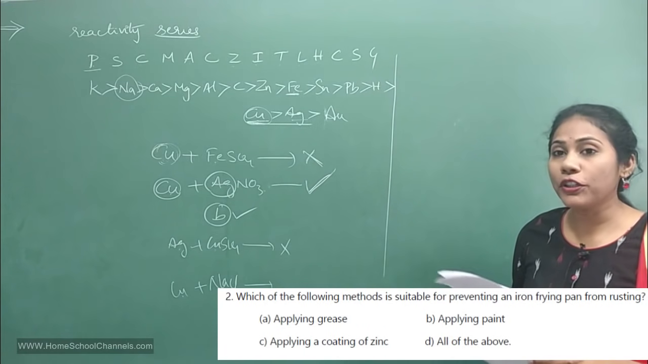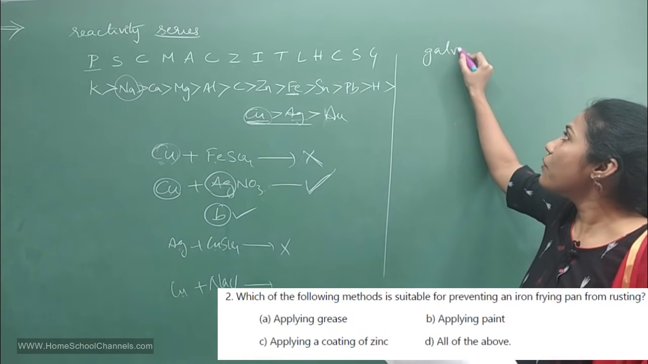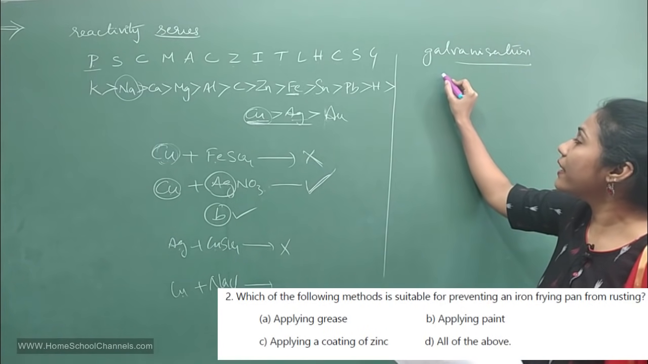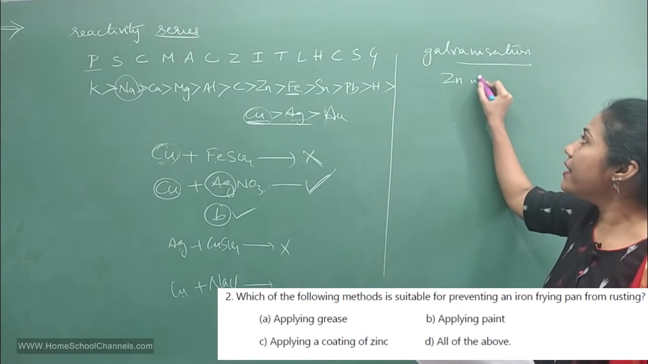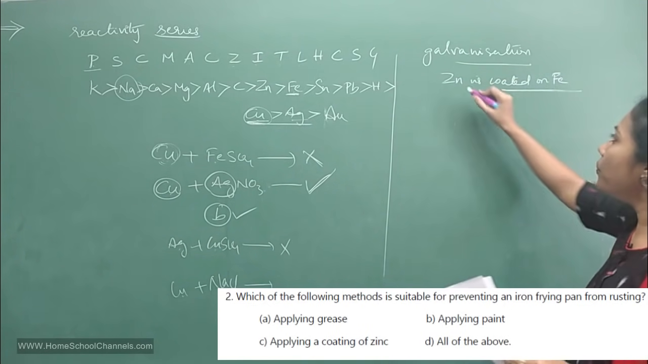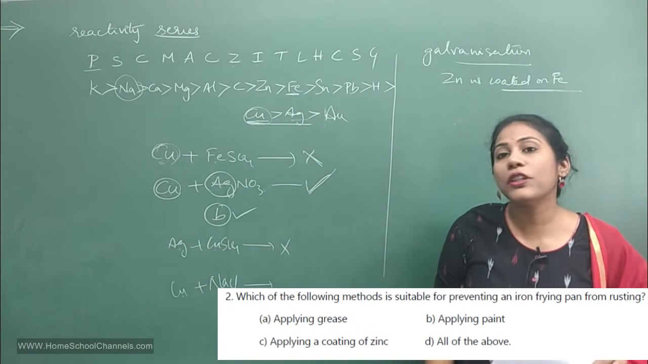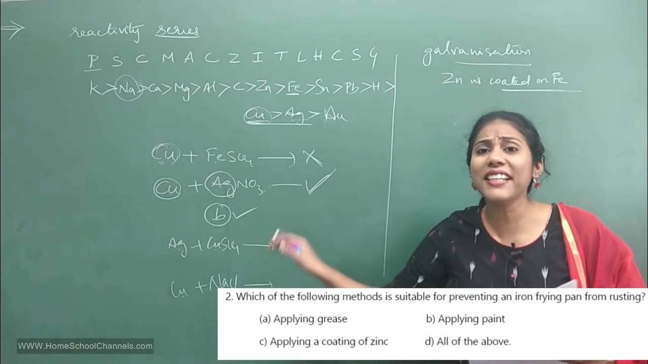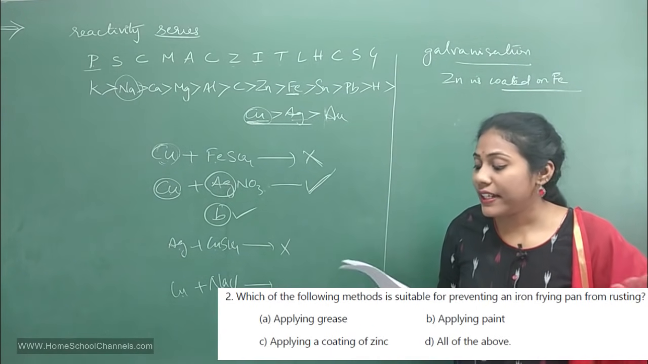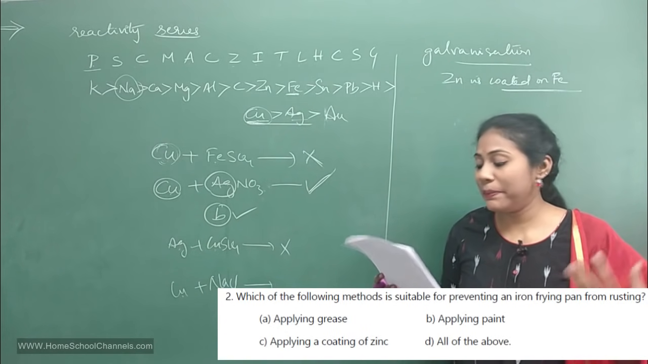No. Applying a coat of zinc, yes, it can be done by a chemical method called galvanization, right? So what do you mean by galvanization? It is applying a zinc coating. It's a process where zinc is coated on iron. So chemically you are applying a zinc coat on iron. That zinc coat will not be removed that easily, just like paint and grease. So I think this is the best method to prevent the rusting of an iron pan, right? So option 3 may be the correct answer.